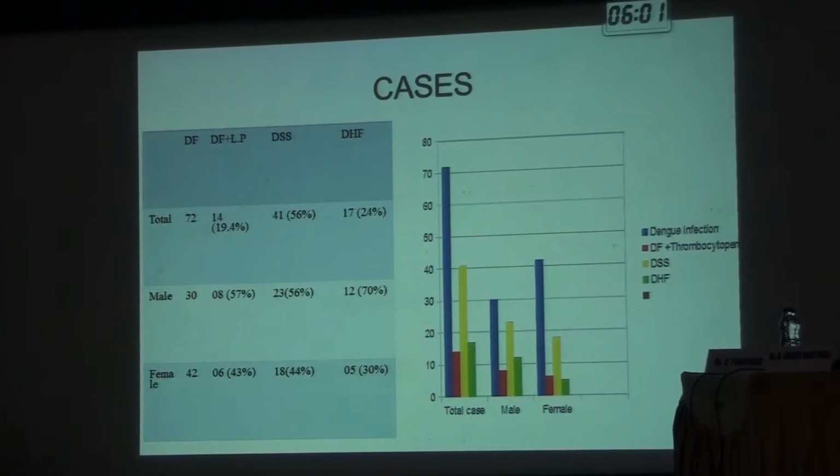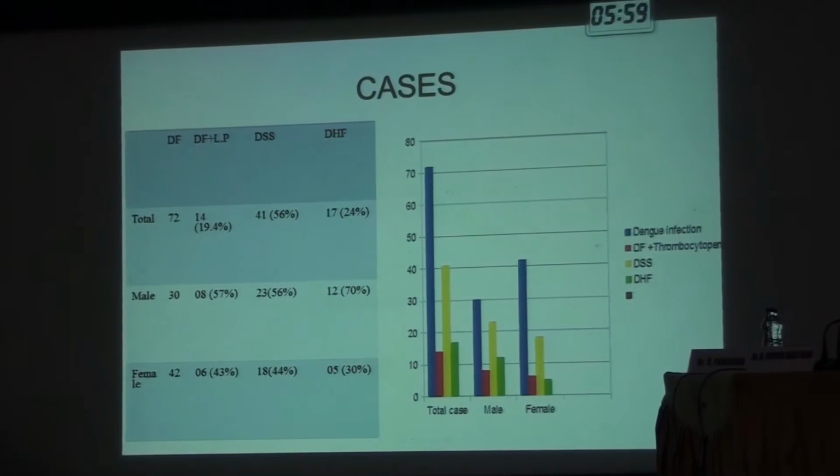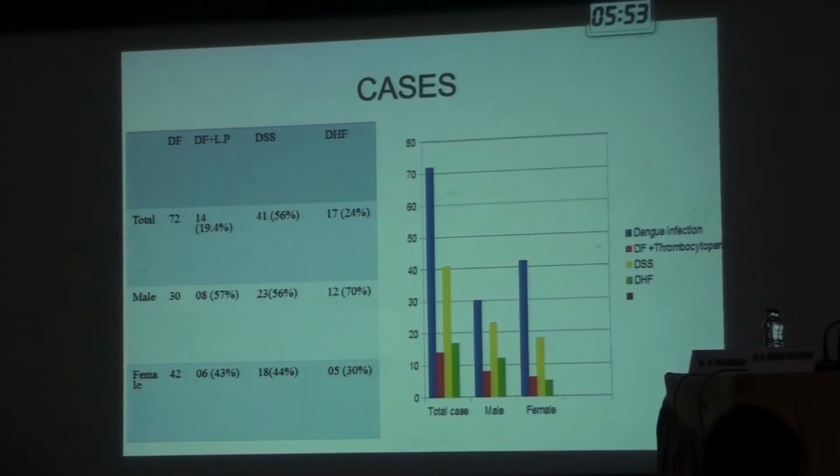Now, if we go to the 4-stage classification, out of the 72 cases, 14 of the cases were of dengue fever with low platelet count. Dengue shock syndrome was present in 41, that is 56%, almost half of the cases, and 24 were unfortunate enough to develop dengue hemorrhagic fever.